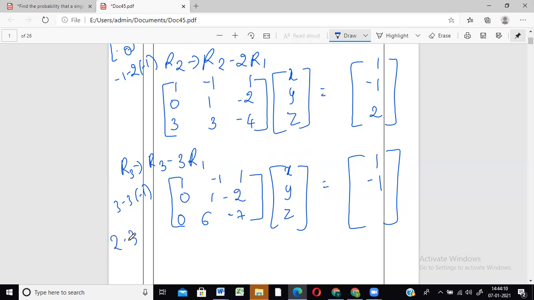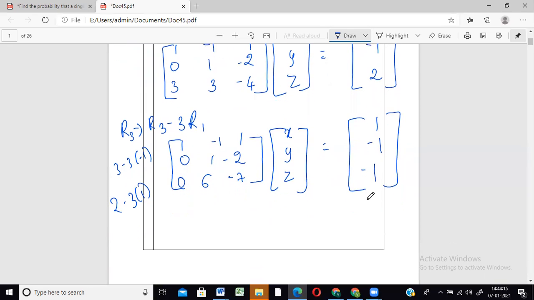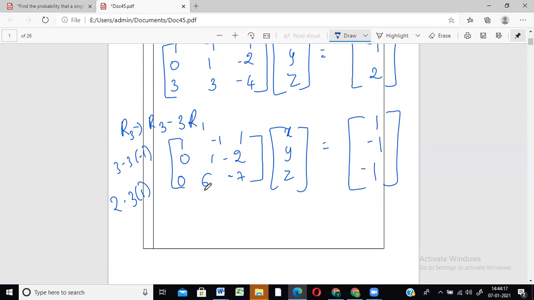R3, 2 minus 3 times R1. 2 minus 3 is minus 1. Now the only thing left is making this 6 as 0. Making that 6 with the help of 1 is always easy. So R3 now changes to R3 minus 6 times R2.